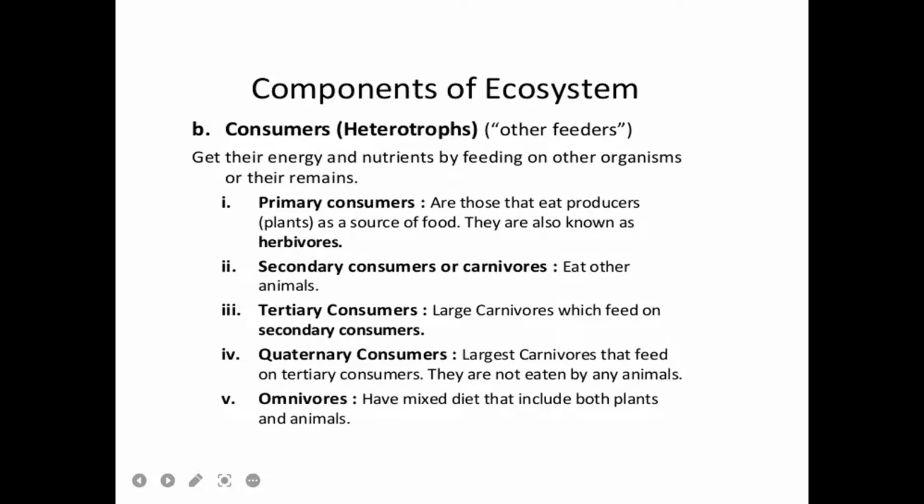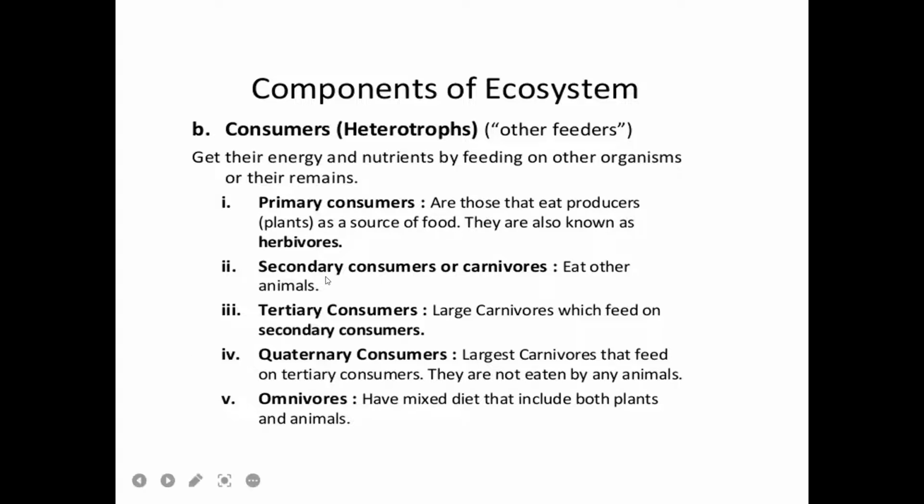And here again, these consumers are classified into different types. The first one is the primary consumers. Primary consumers are those that eat only producers. The main food source of primary consumers is the producers, so they are called primary consumers, and they're also known as herbivores. Herbivores depend only on plants or producers. So these herbivores are the primary consumers.